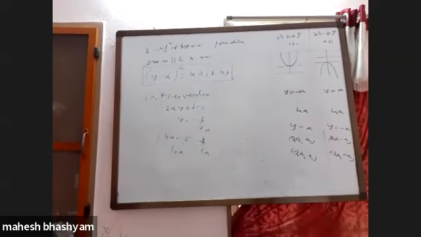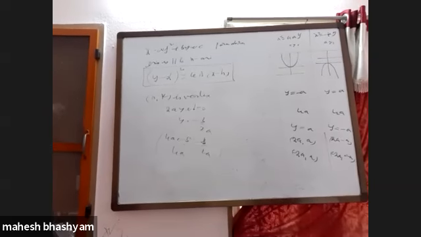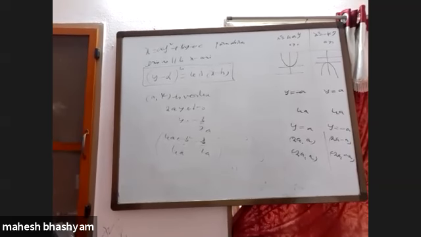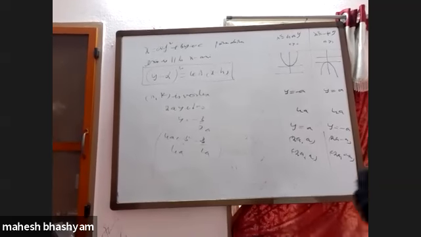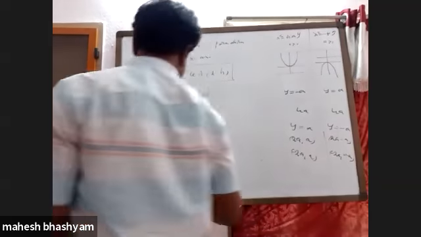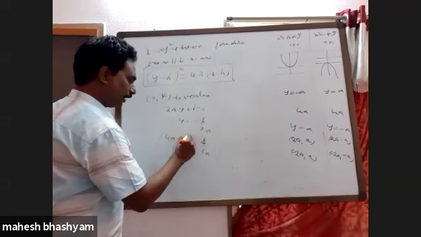The latus rectum is 1 by the coefficient of y square. Coefficient of y square. 4ac minus b square.